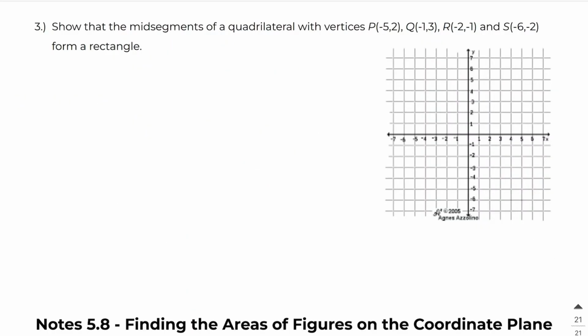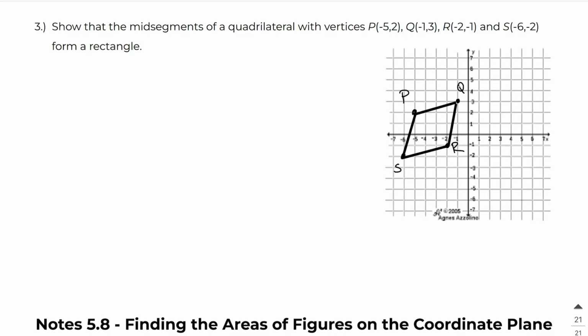All right, the next question says to show that the midsegments of a quadrilateral with the following vertices, negative 5, 2, negative 1, 3, negative 2, negative 1, and negative 6, negative 2 form a rectangle.